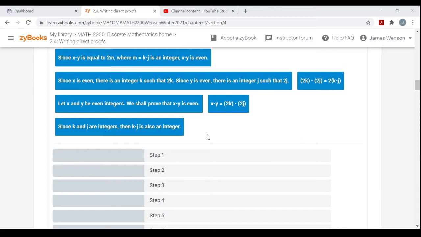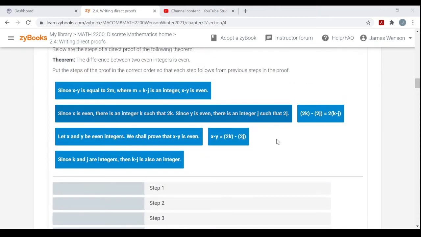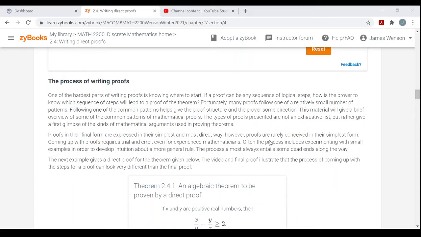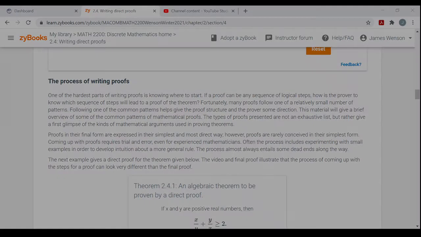Okay, so back to the page. Now they might not have used the same letters that I did or the same words, but the steps are probably very similar. All right, so you can fill in the steps on your own. Now I've mentioned the process of writing proofs. So far in my proof writing, I just wrote the proof, showing you this last one. I'll show you this last one again.